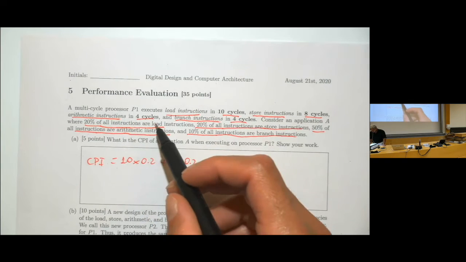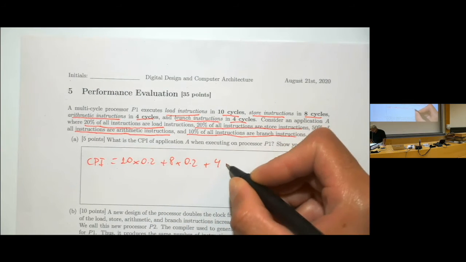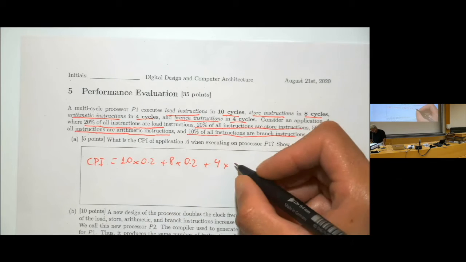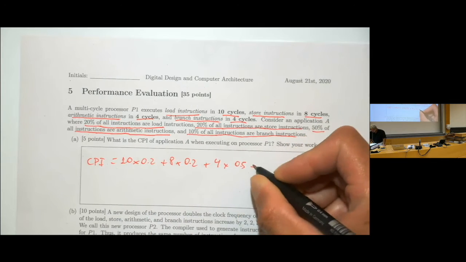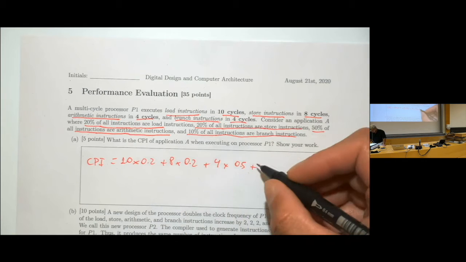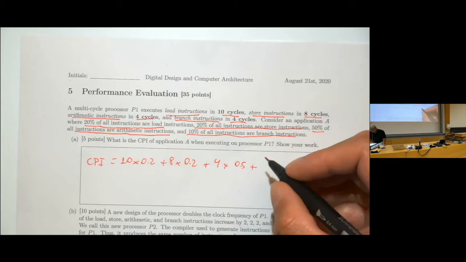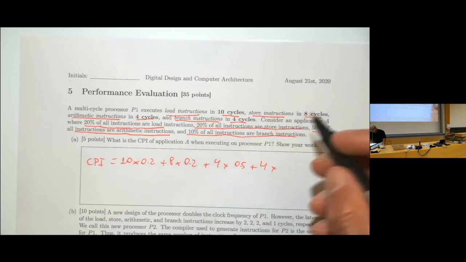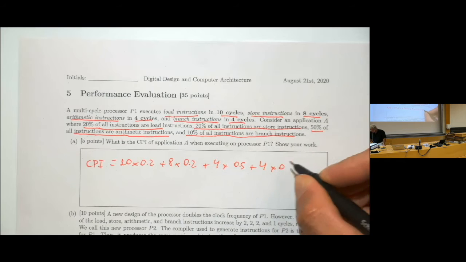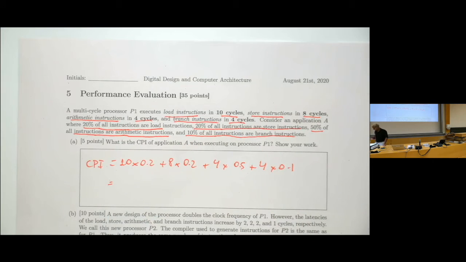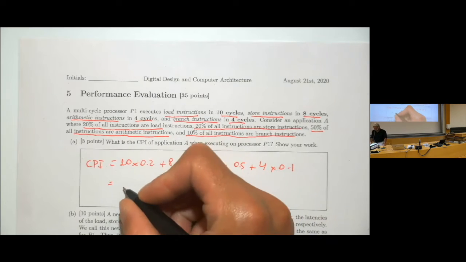Arithmetic instructions take 4 cycles times the amount of arithmetic instructions that you have, 50%, plus you have 4 cycles for branch instructions times the amount of branches that you have, 10%. And I'm not going to do the math, I'm going to look at it here. So it's going to give 6.